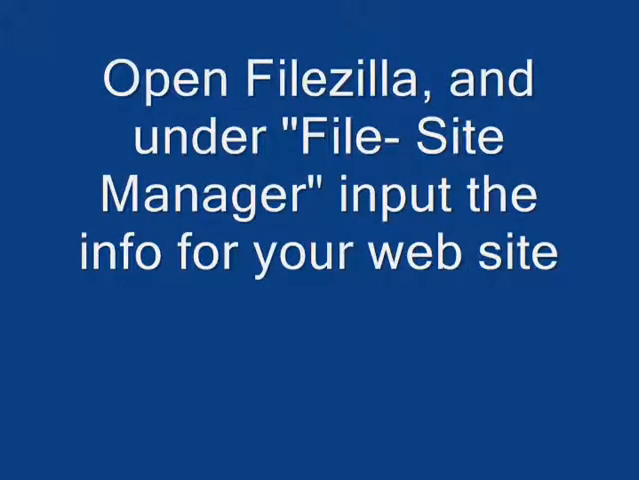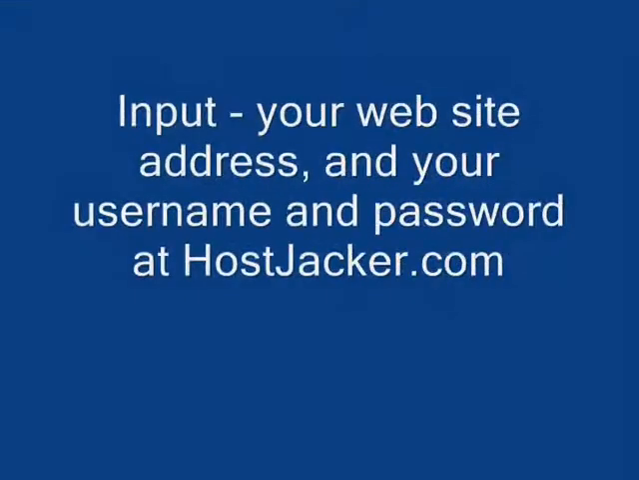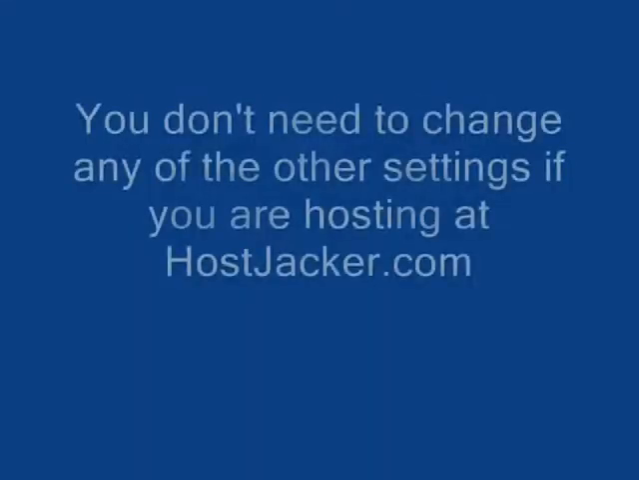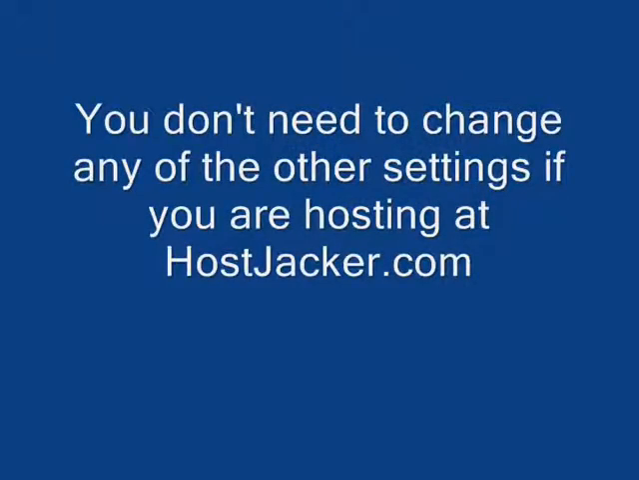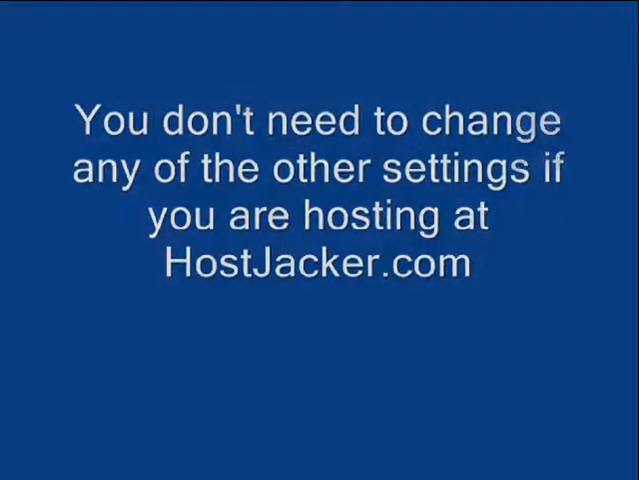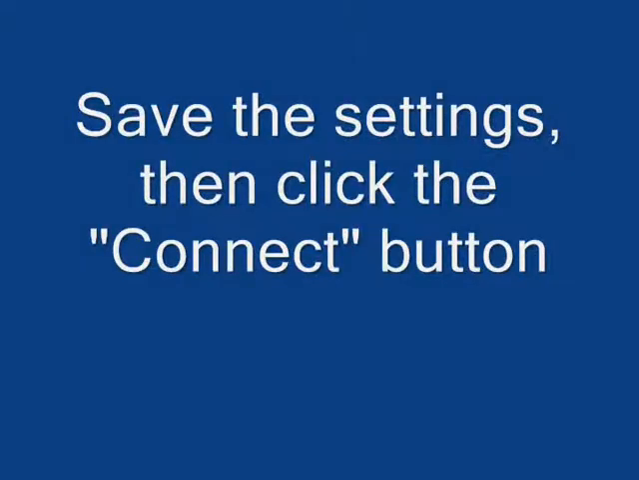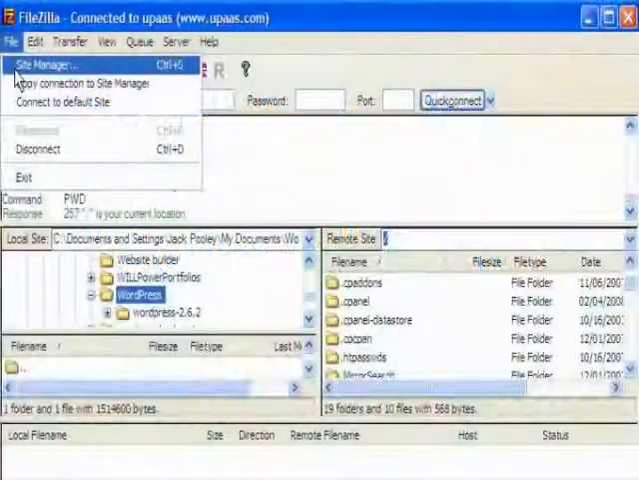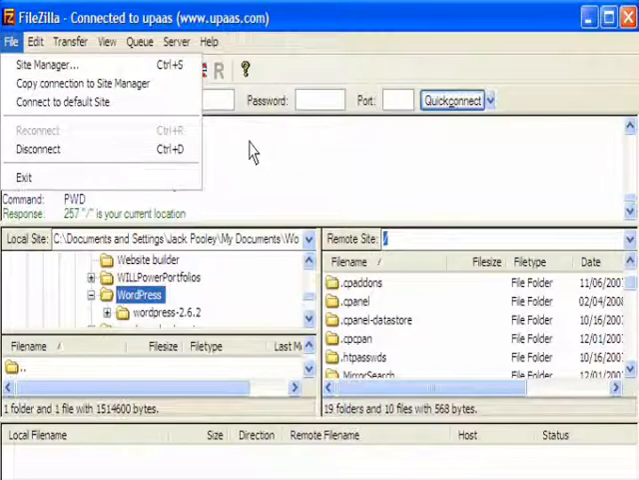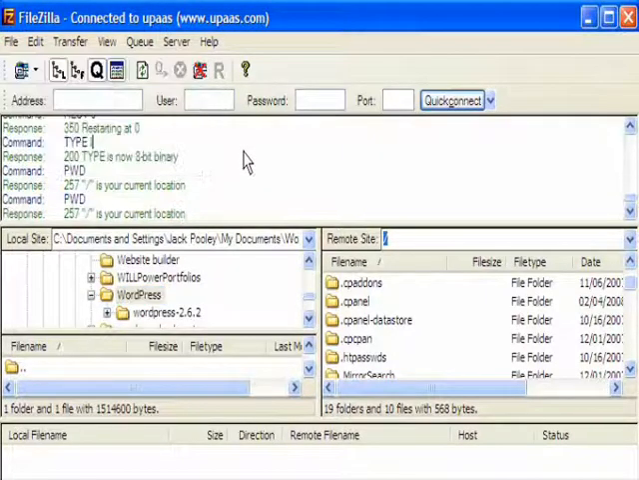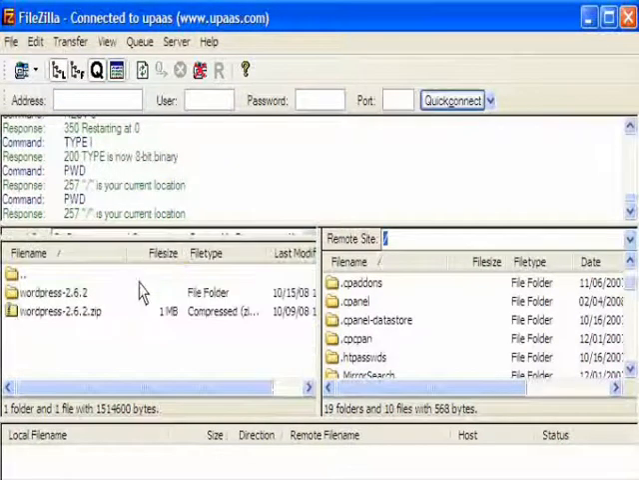Open FileZilla once you've installed it. Under File, Site Manager, input the info for your website. This is basically the location of your website address, and your username and password to log in at hostjacker.com. You don't need to change any of the other settings if you're hosting at HostJacker. Save the settings, then click on the Connect button. It'll connect to your website, and on your left you'll see all the files on your computer listed, and on the right the files that are on your website, which there may not be anything there yet if you've just started it.